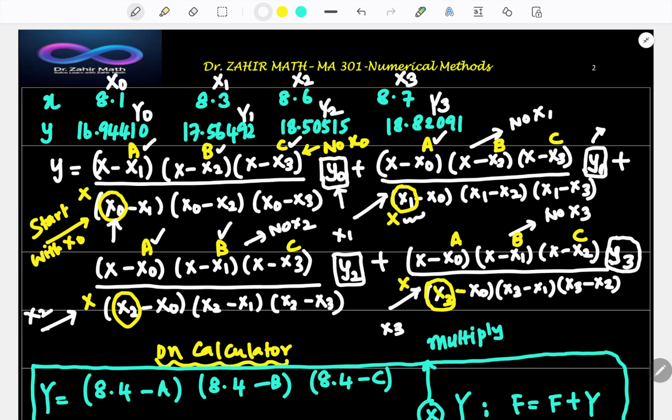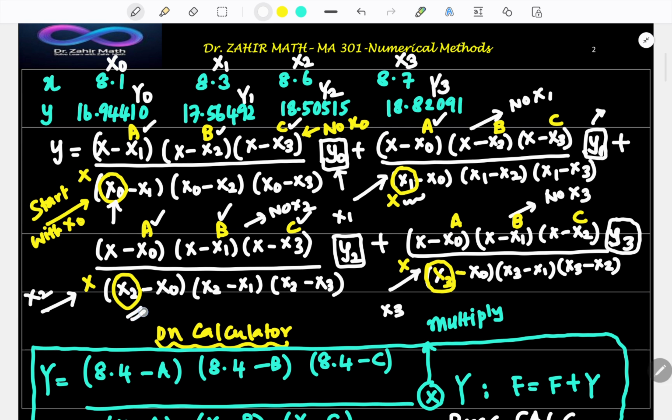It is asking B. What is that? X1. Which is 8.3. Press equal. It is asking C. What is your C? Which is X3. X3 is 8.7. Press equal. It is asking capital X. What is your capital X? Which is X2. What is your X2? Which is 8.6. Press equal.